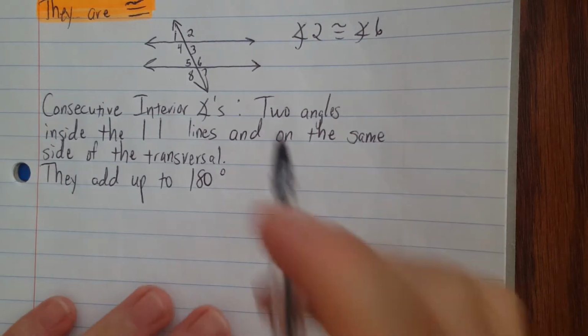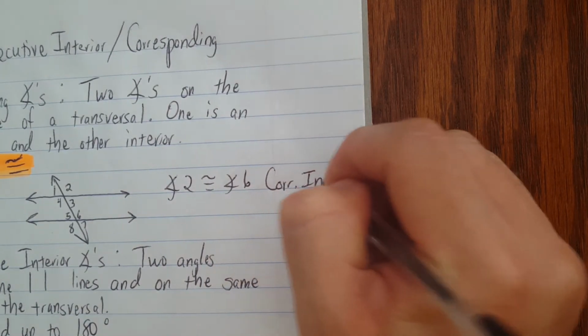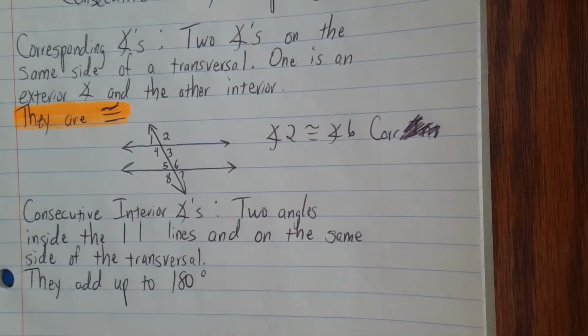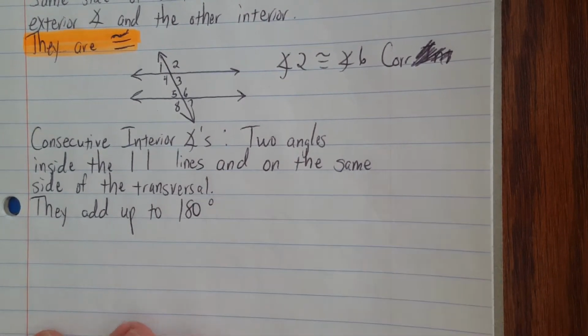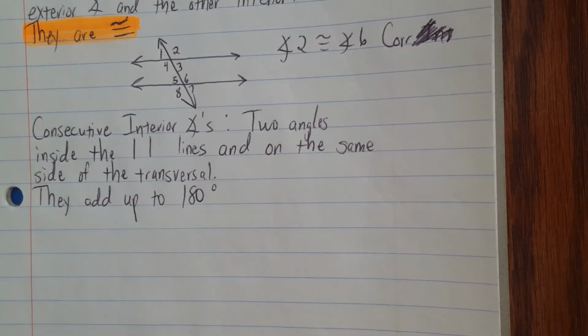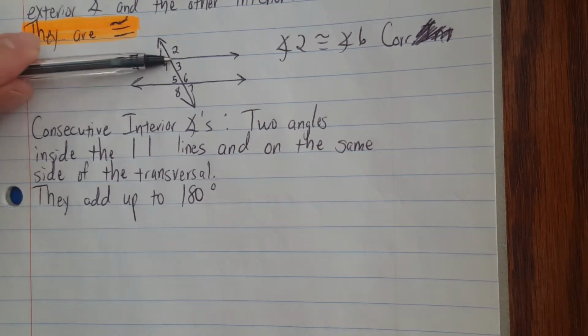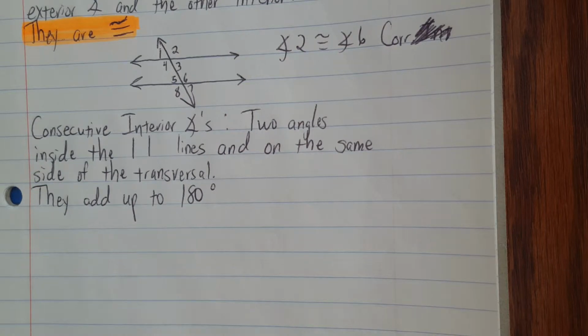So angle 2, angle 6, as I've said, those are corresponding angles. So we can make a note of that right here, that these are corresponding, sorry, not interior, my bad. These are just corresponding angles. Okay, so with consecutive interior angles, I was thinking ahead there, I made a mistake. These are two angles that are actually going to be inside of your parallel lines. So we're only going to be dealing with angles that are going to be trapped inside of the parallel lines. That's it. They're also on the same side of the transversal.